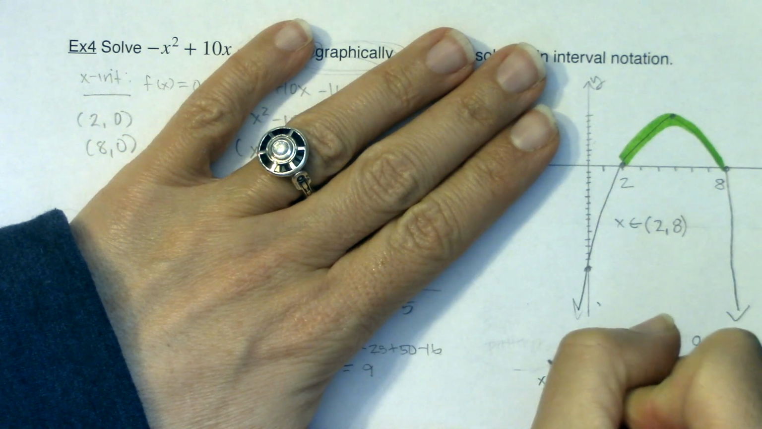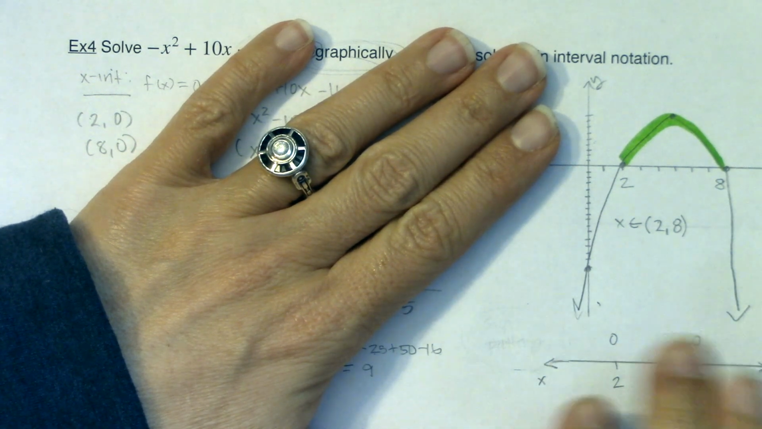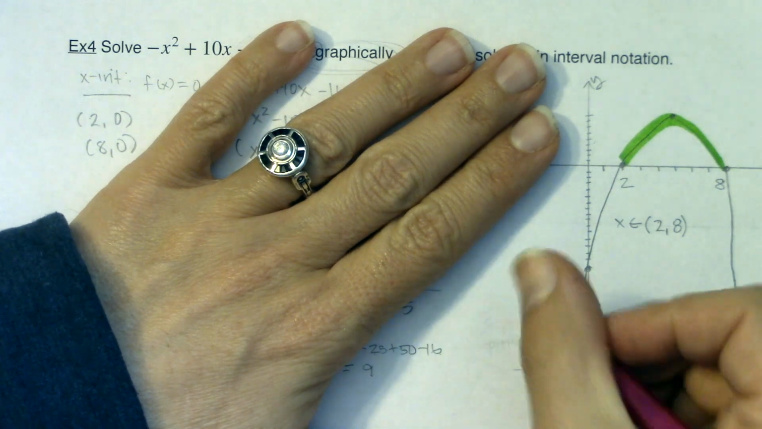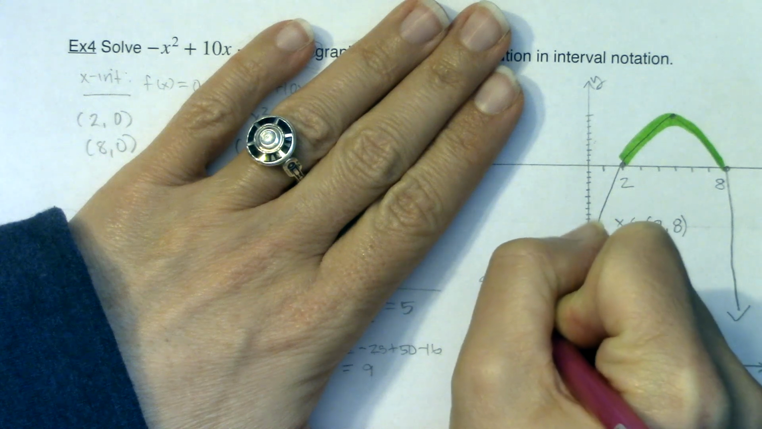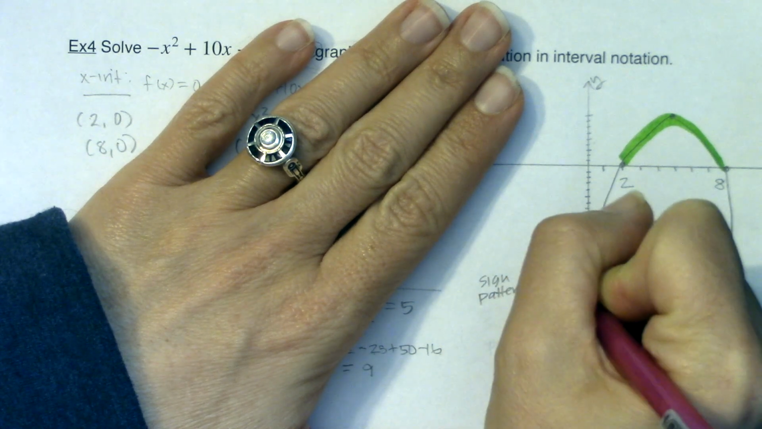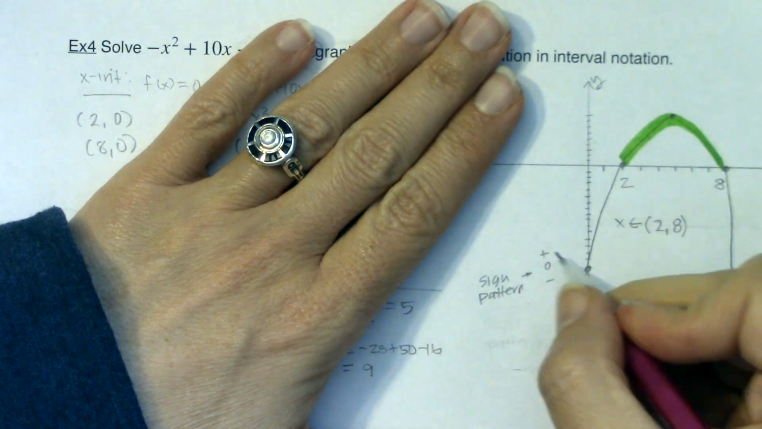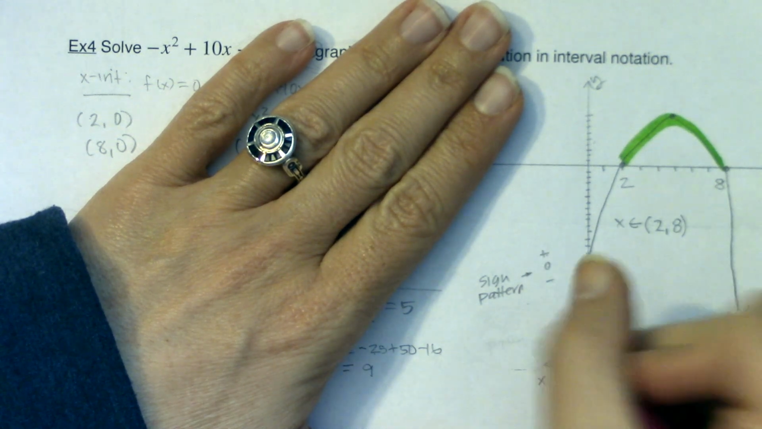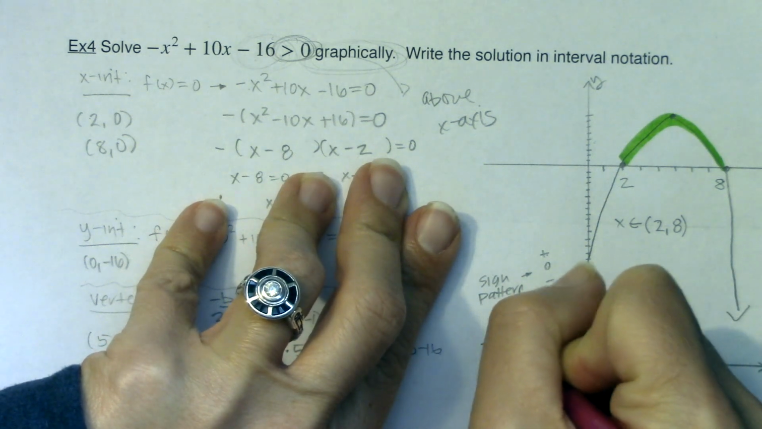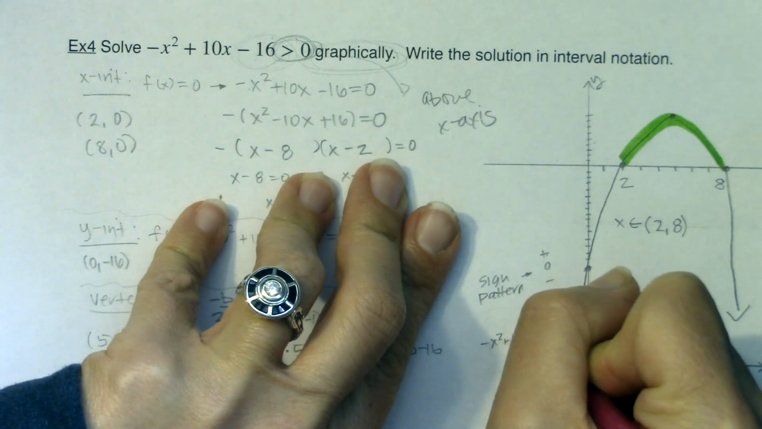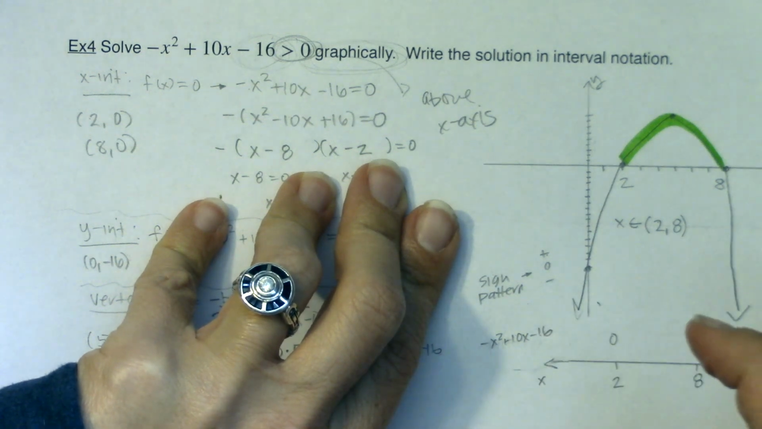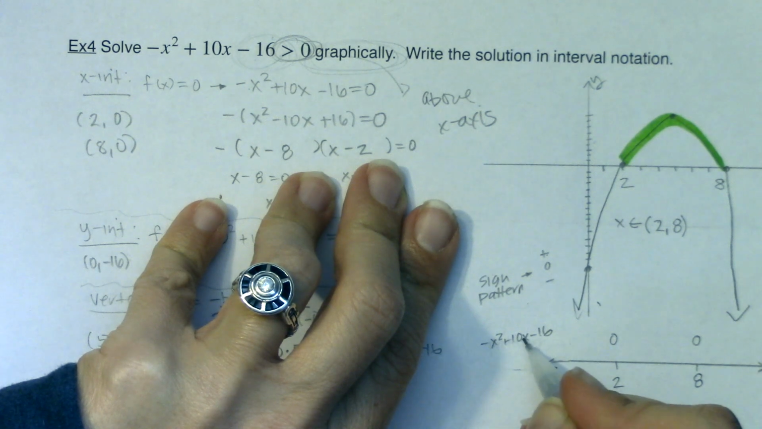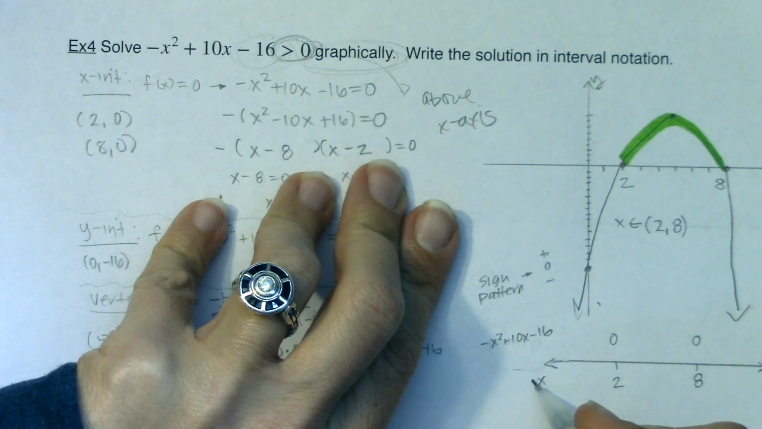Let me erase this word sign patterns because I actually need to label this. What we typically do here is graph the x coordinates below this line, and then graph the signs, because this is a sign pattern. When I say sign pattern, we're interested in pluses, zeros, and minuses: above the x-axis, on the x-axis, below the x-axis. For negative x squared plus 10x minus 16, when x was 2, this quadratic expression was 0. When x was 8, this quadratic expression was 0.